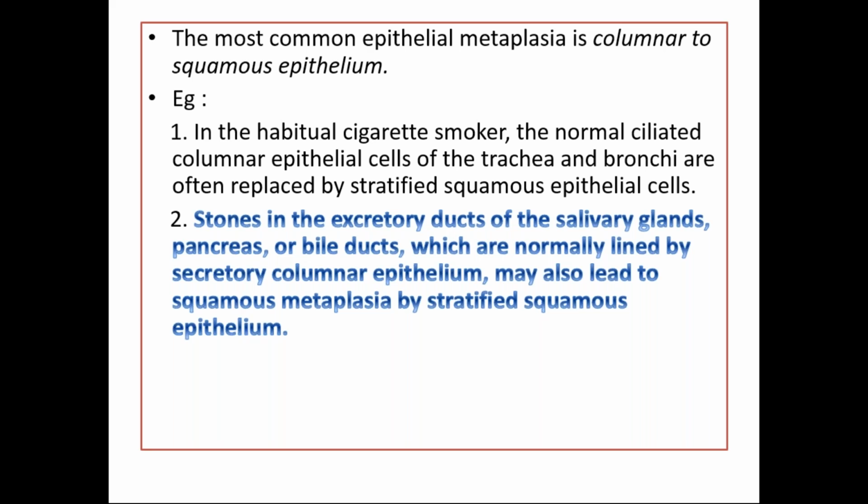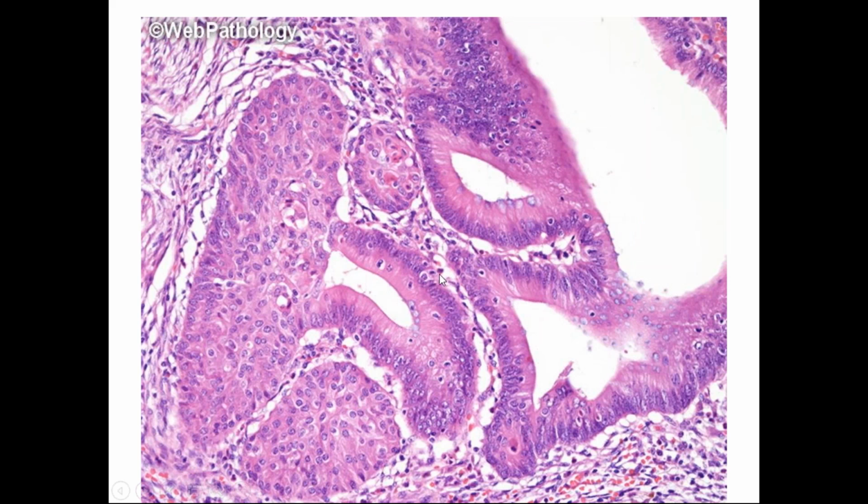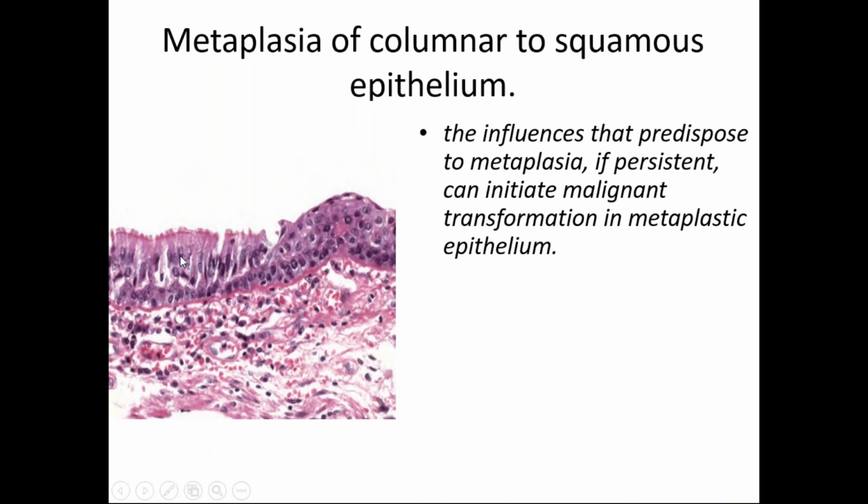The other examples are stones in the excretory ducts of the salivary glands, pancreas, or bile ducts, which are normally lined by secretory columnar epithelium, and may also lead to squamous metaplasia by stratified squamous epithelium. And the third is deficiency of vitamin A or retinoic acid, which induces squamous metaplasia in the respiratory epithelium. So this is the columnar epithelium which is replaced by the stratified squamous epithelium. This is a metaplasia of columnar to squamous epithelium. This is a columnar epithelium, and this is replaced by stratified squamous epithelium here.